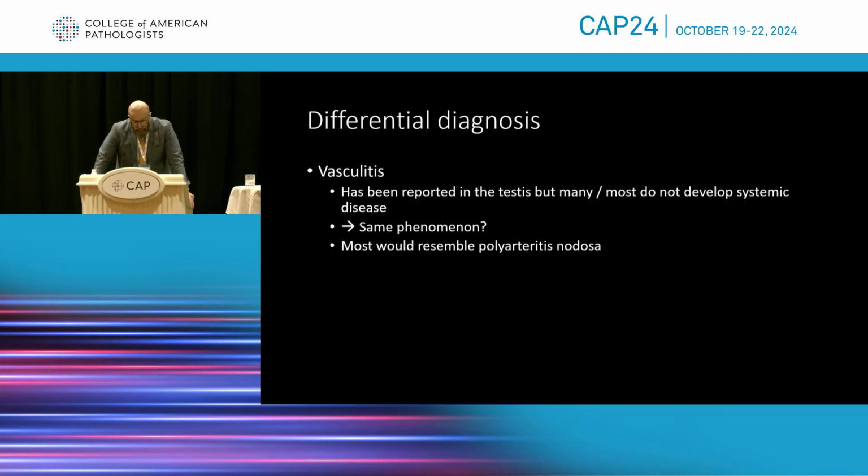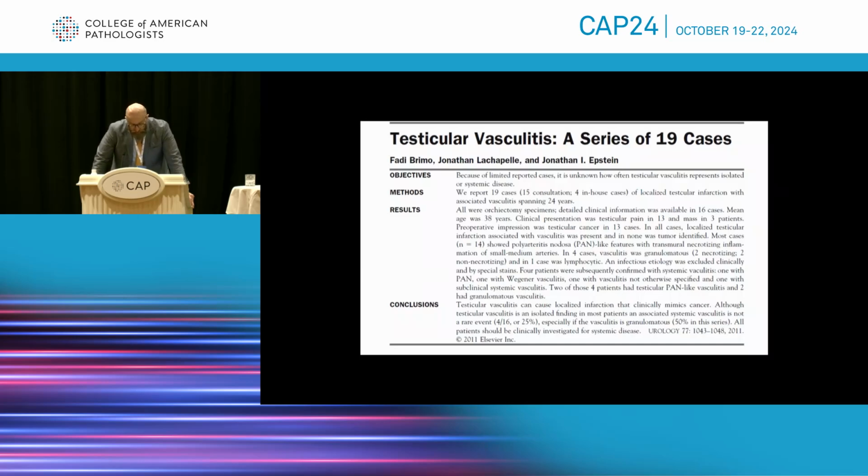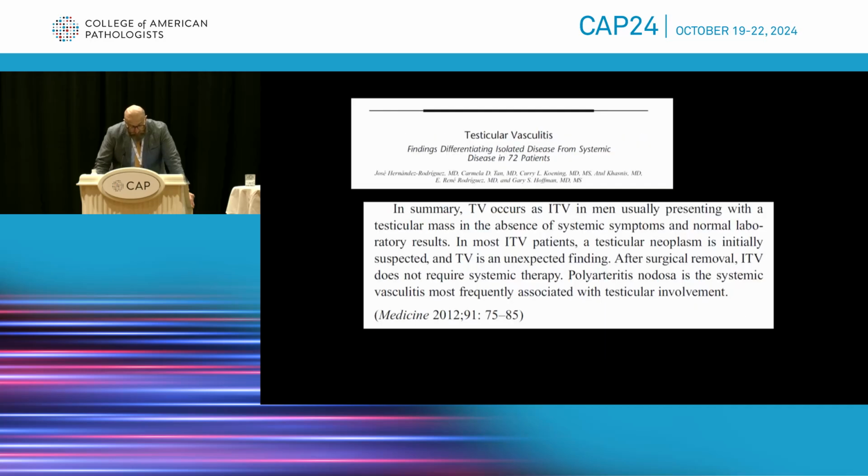So there have been studies describing vasculitis in the testis, but many or most of those patients didn't turn out to have any systemic disease. So I would wonder whether a lot of the publications of testicular vasculitis actually represent this phenomenon. Here was a study from the Hopkins group, and they had a similar conclusion that most patients with testicular vasculitis didn't have systemic findings, but it was more likely that there would be systemic findings if the vasculitis was granulomatous. So that may be a clue to be more suspicious of true vasculitis if you have granulomatous inflammation.